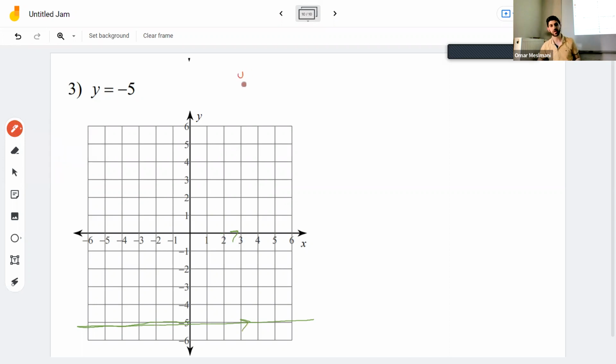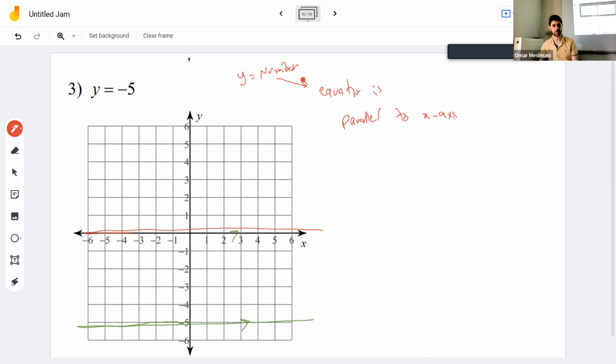Again, I told you that whenever you have y equals a number, whatever this number is, you say that this equation is parallel to the x-axis. Same mistake, guys. This equation is parallel to the x-axis. Okay, it's parallel to this line, which is the x-axis.